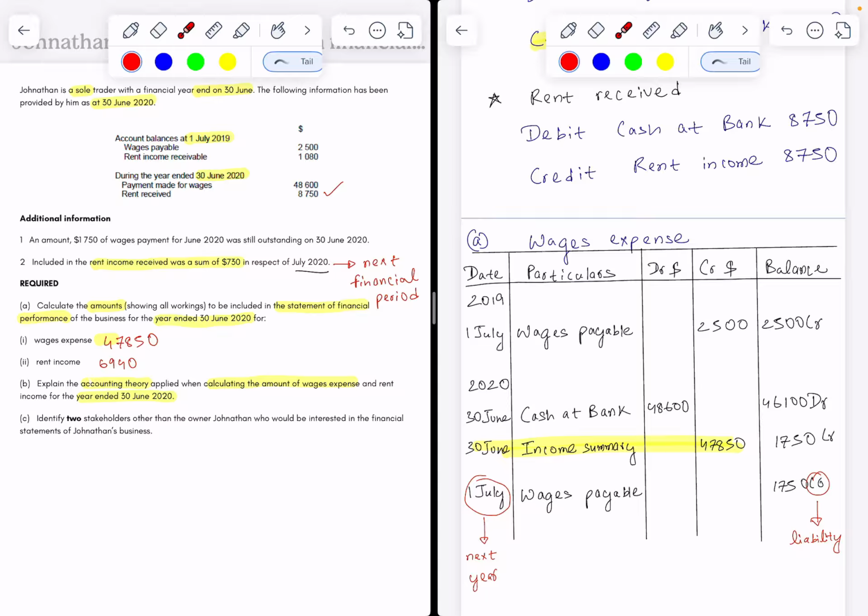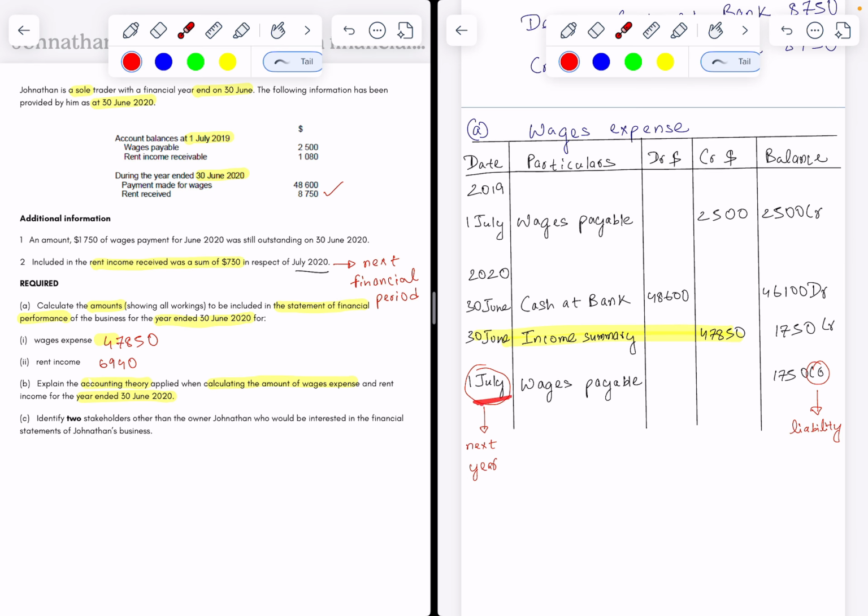So when we move to the next financial year, which would be on 1 July 2020, we have a new wages payable, and as we have already discussed at the beginning of this ledger account, all liabilities must have an opening balance on the credit side, which also means that when they increase, we credit them. So that is why we show the opening balance on 1 July 2020, the beginning of the next financial year, to be $1,750 credit, and it is a credit balance because it is a liability. And this is the nature of liabilities, to have a credit balance by default, all right?